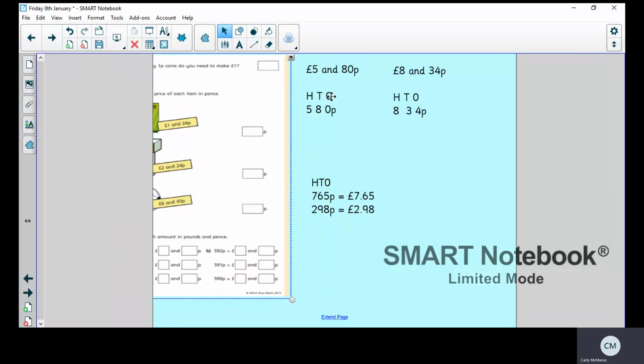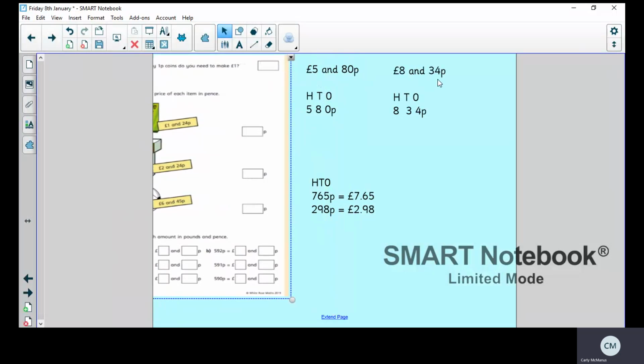If you just use your place value, we know that £1 is 100 pence, so £2 would be 200 pence, £3 300, £4 400, and £5 would be 500 pence. That's why the pounds go in the hundreds column. And then 80 pence is already in pence, so that doesn't need converting. So £5.80 would be 580 pence.